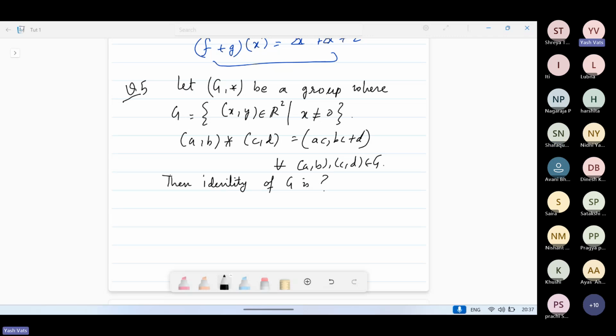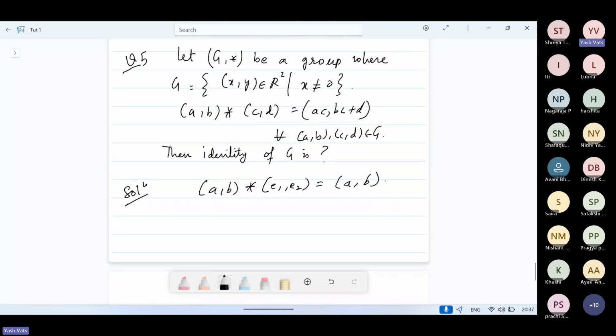Yes, have you tried it? Okay, so to find the identity of G, let's try to solve it. You need an element A, B such that you get E1, E2, and you get again A, B. This is what you call the identity, right?